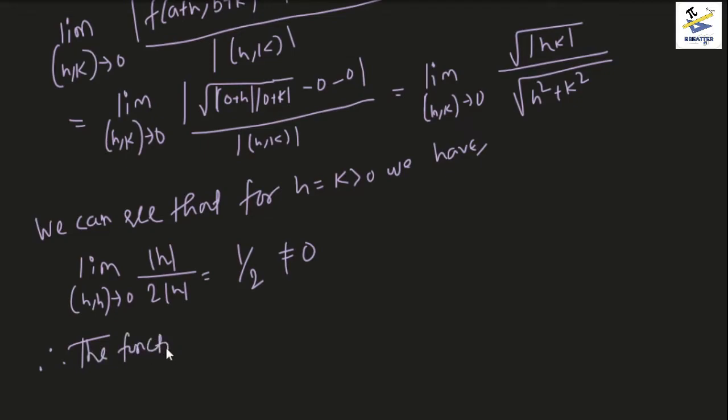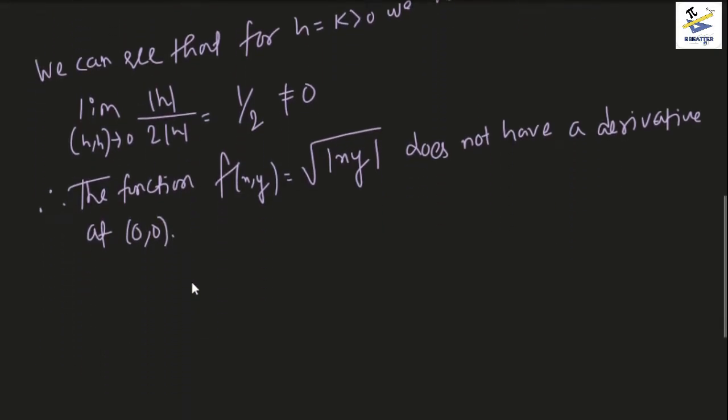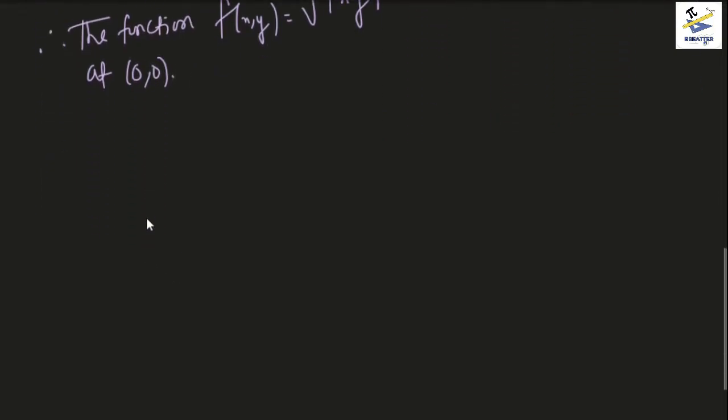Therefore the function f of x comma y equals root over mod xy does not have a derivative at 0 comma 0. So this is what it basically means. Now this is obviously one of the ways we can find out the derivatives, but there are of course other ways we can show that this is not possible. But for instance, let us take a look at another problem.